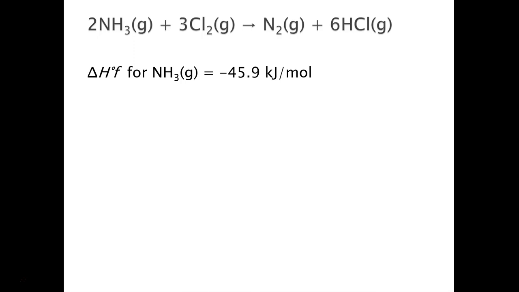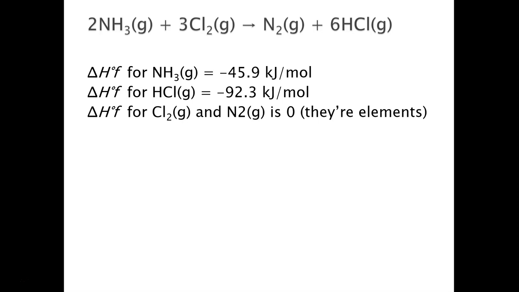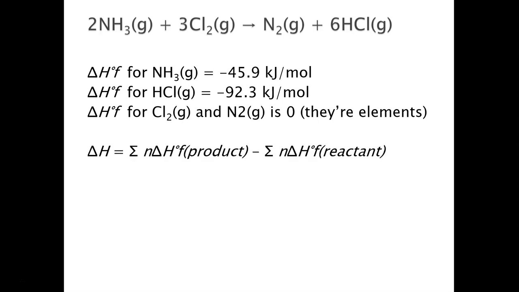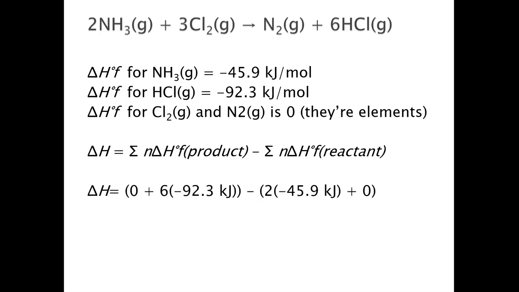The standard enthalpy change for ammonia, and this is something you can look up on the internet and so on, is minus 45.9 kilojoules per mole. Similarly for HCl, we have the value, and for Cl2 and N2, those gases are elements, and so their enthalpy of formation is 0. If we use our equation that we previously talked about, we will get a value of negative 461.2 kilojoules.